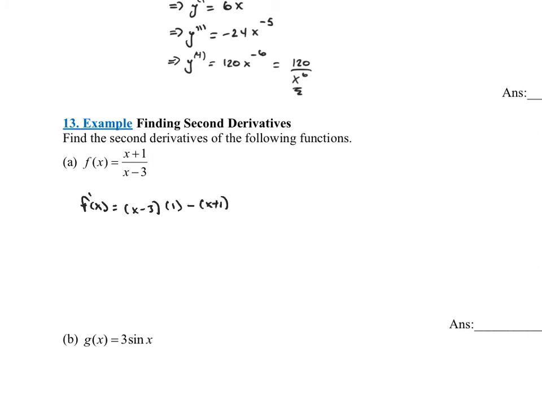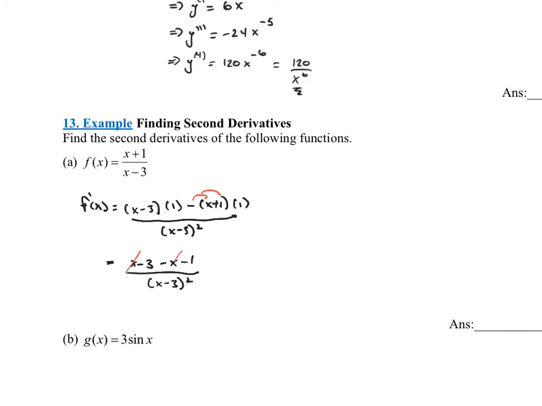Well, the derivative of x minus 3 is also simply 1, all over the bottom squared, so that would be x minus 3 quantity squared. Well, let's do some simplification here. x minus 3 times 1 is just x minus 3. And then x plus 1 times 1 is just x plus 1, but I'm going to distribute that negative, so I'm actually going to have a minus x and then a minus 1. All of this is over x minus 3 quantity squared.